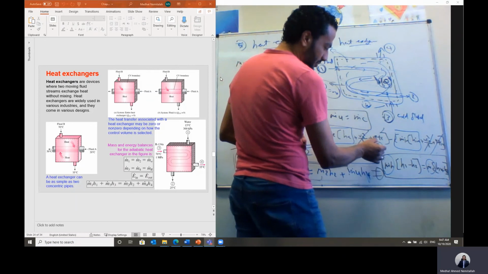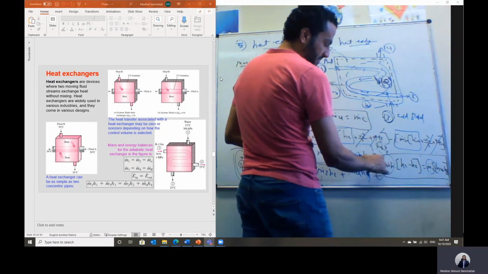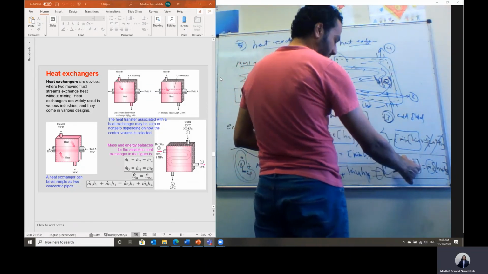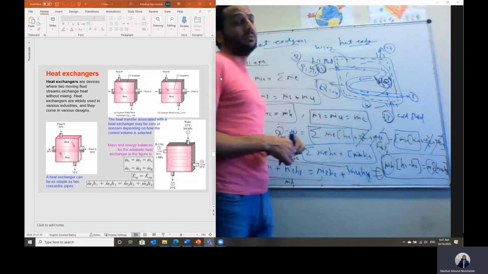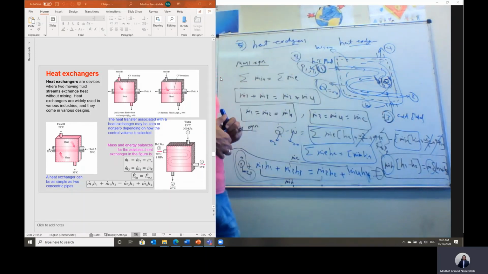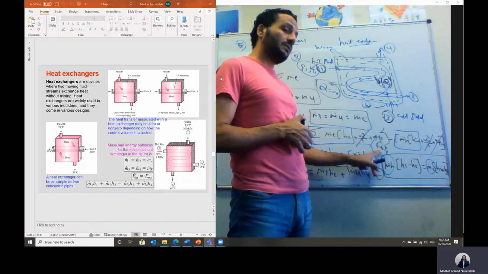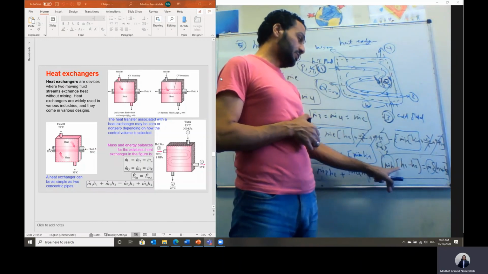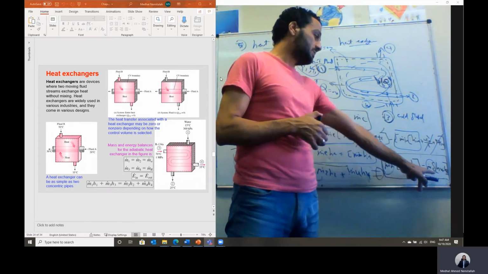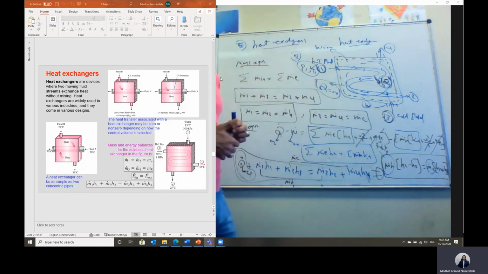It will be Q dot external plus m dot hot multiplied by delta H will equal m dot cold multiplied by delta H. So if we have external heat transfer, not adiabatic, maybe it will come in your exam. In this case, we have to add Q dot external to this equation. So it will be Q dot external plus m dot hot multiplied by delta H. This should equal m dot cold multiplied by delta H in this case.